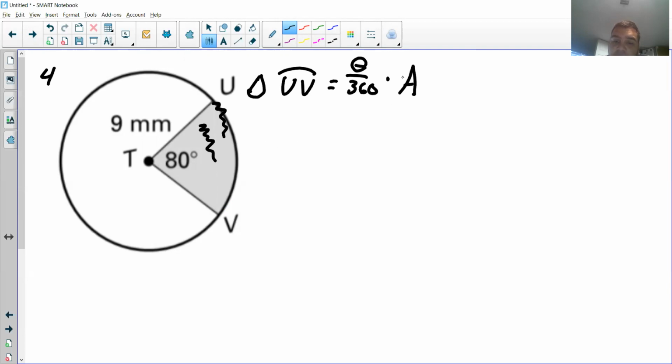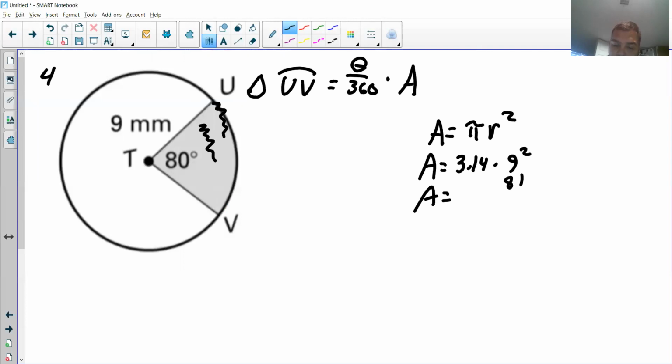So in order to do this, though, we need to find the area of said thing. So area equals pi r squared. Again, you do not need to remember equations, so you can just type that in, or you'll have the equation. So area equals 3.14 times 9 squared. Remember, 9 squared is actually 81, not 18. So 81 times 3.14, 254.34.